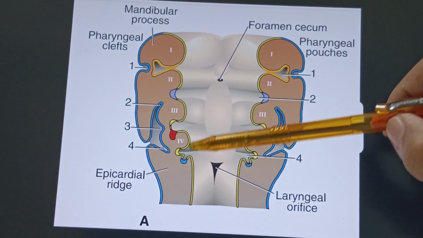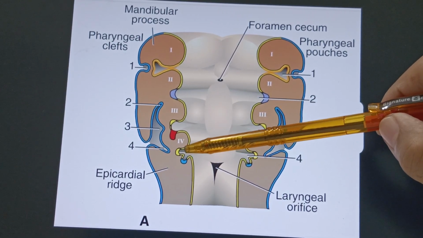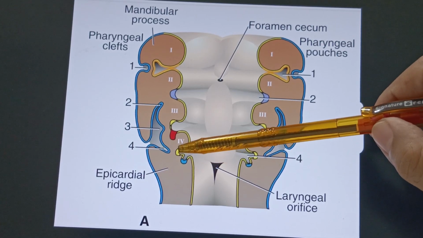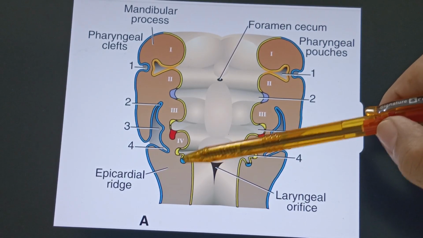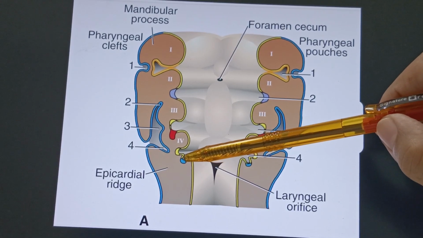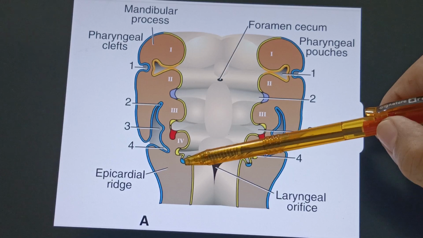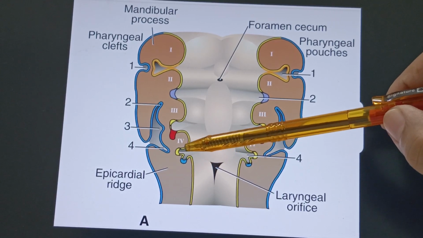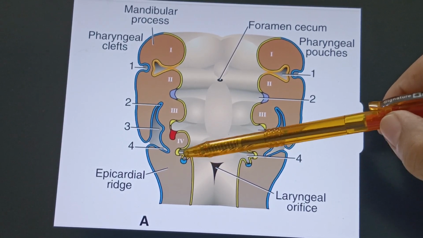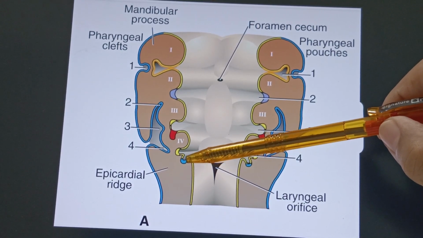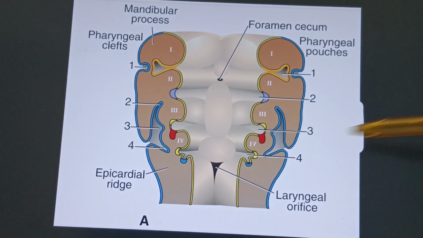thymus. Now concentrate on this fourth pouch, again with two wings. The dorsal, in yellow color, gives rise to the superior parathyroid gland, and this blue ventral wing is forming the ultimobranchial body. The parafollicular cells are derived from them to produce calcitonin, and these cells will migrate into the thyroid gland. Okay, let's see another picture.